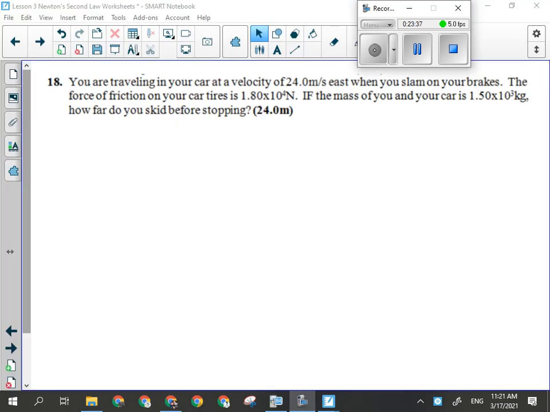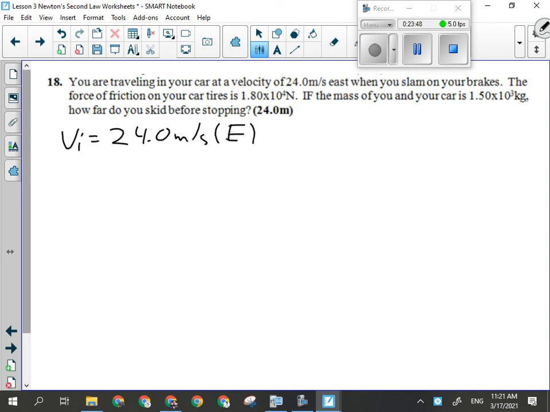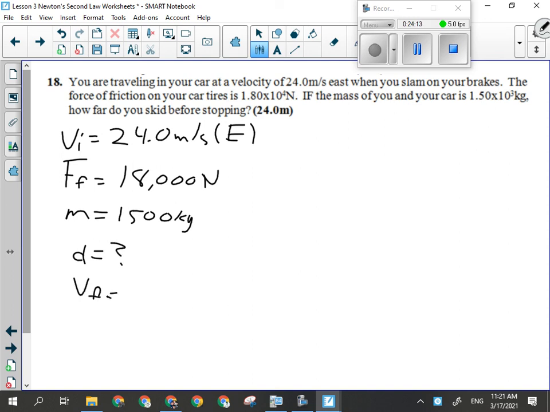So on number 18 here, it says we're traveling in our car at 24 meters per second east, when you slam on your brakes. The force of friction on your car's tires is 1.8 times 10 to the 4 newtons, or 18,000 newtons. If the mass of you and your car is 1,500 kilograms, how far do you skid before stopping? We're looking for distance here, and because they said stop, we know that VF is 0.